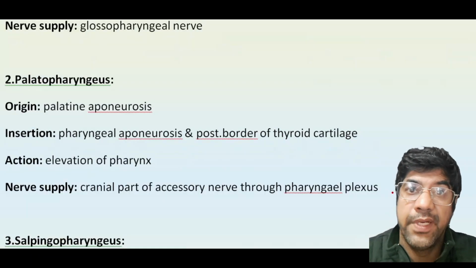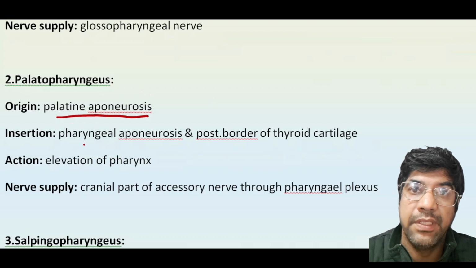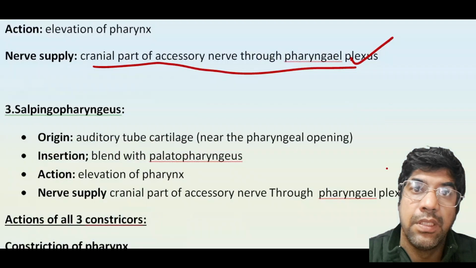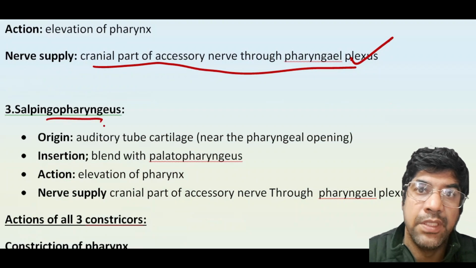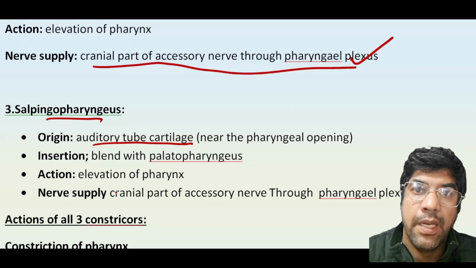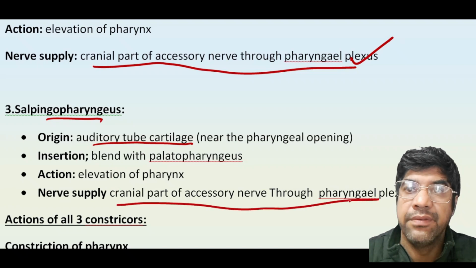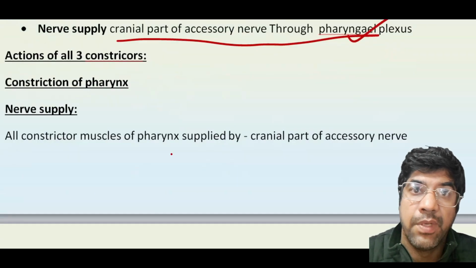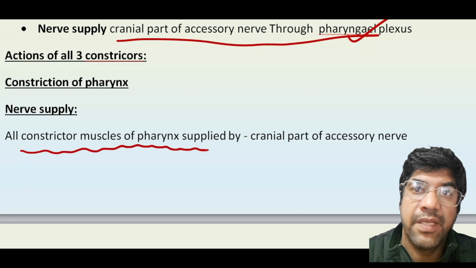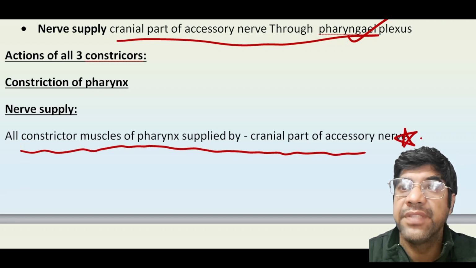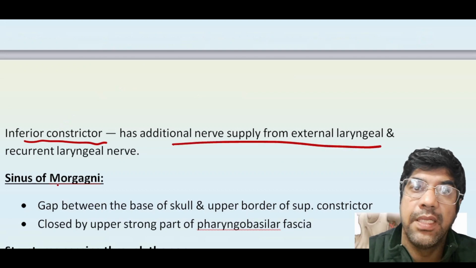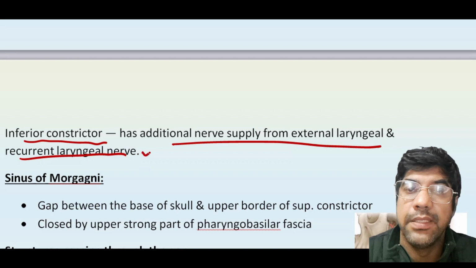The palatopharyngeus originates from the palatine aponeurosis and is inserted into the pharyngeal aponeurosis, and the nerve supply is the cranial part of the accessory nerve through the pharyngeal plexus. The salpingopharyngeus originates from the auditory tube, and the nerve supply is the cranial part of the accessory nerve through the pharyngeal plexus. So remember, all the constrictor muscles of the pharynx are supplied by the cranial part of the accessory nerve. Remember, the inferior constrictor has additional nerve supply from the external laryngeal and recurrent laryngeal nerves.